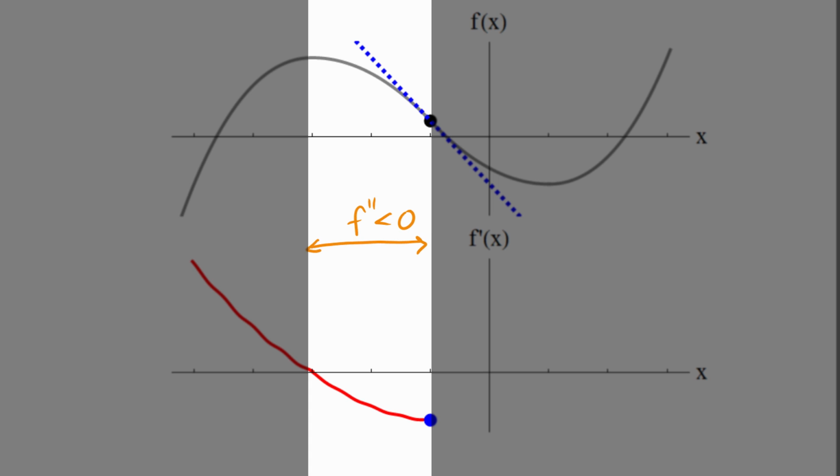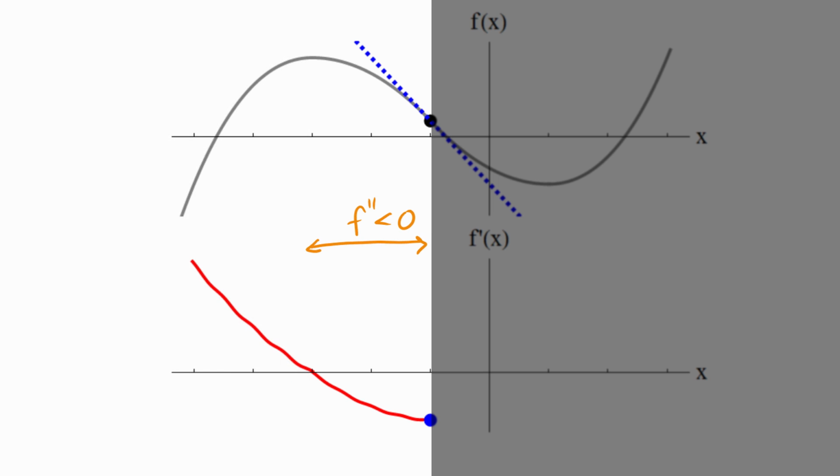Now you might remember that f double prime was also negative in this section of the graph. So we can actually extend this arrow here. f double prime is negative over this entire interval. Is there a commonality that this entire stretch has that corresponds with f double prime being negative? The answer is yes, there is a commonality.